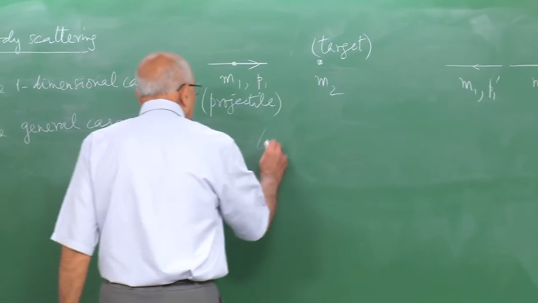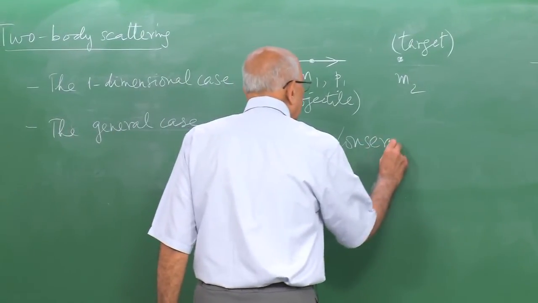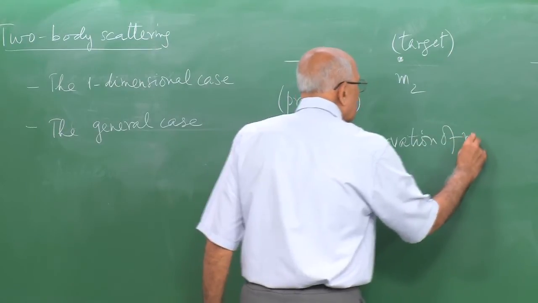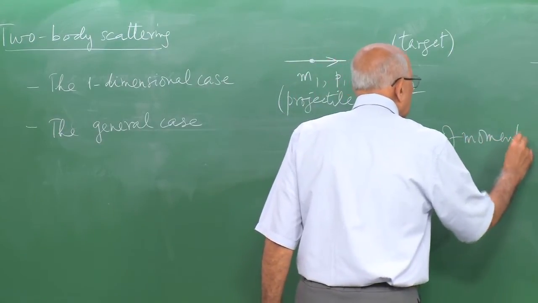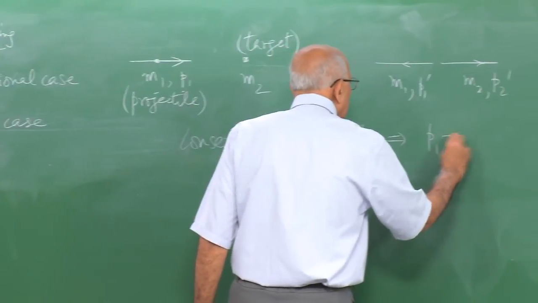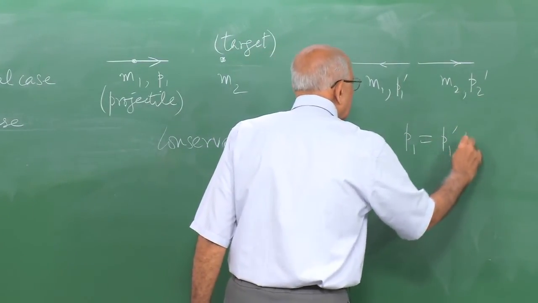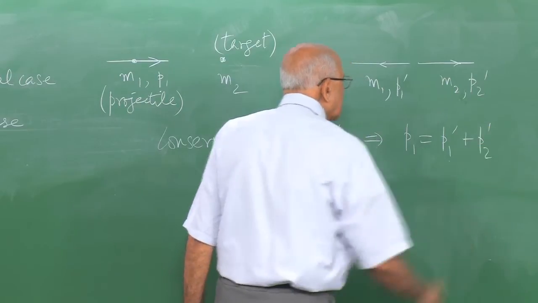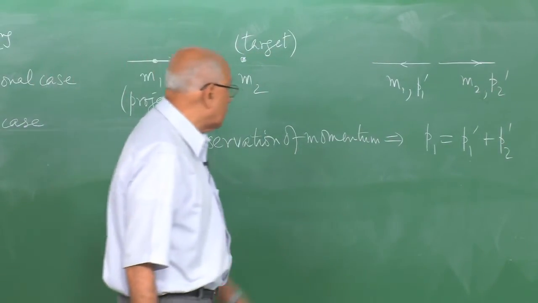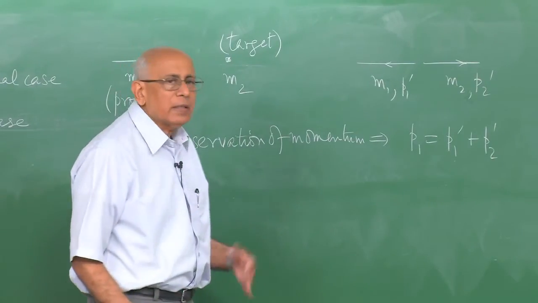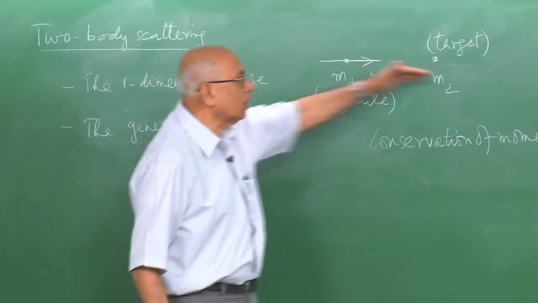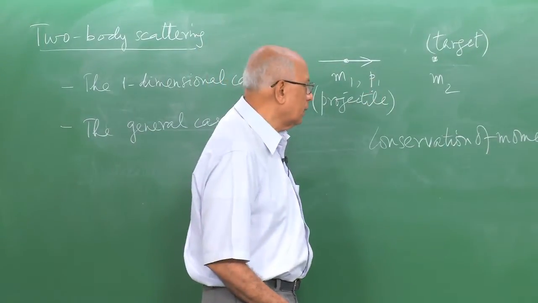Conservation of momentum implies that the initial momentum should be equal to the final momentum. So p1 is p1 prime plus p2 prime, the algebraic sum of the two, and I do not need to put vector signs in this case because it is the one dimensional case. Everything is moving along a given line, say the x axis.